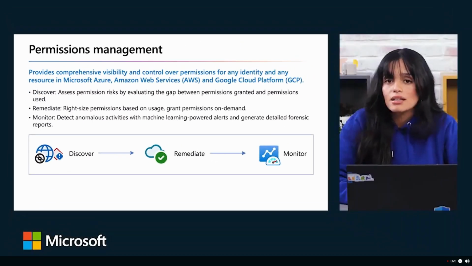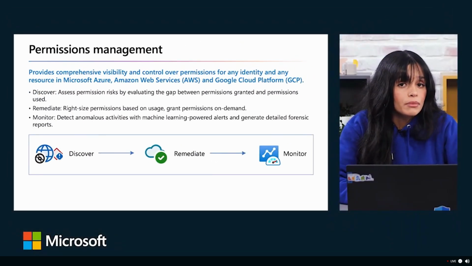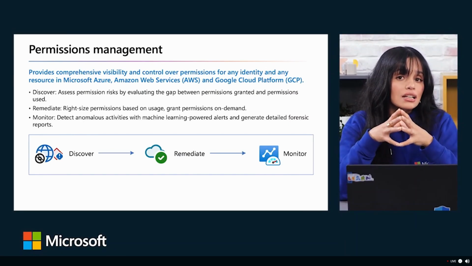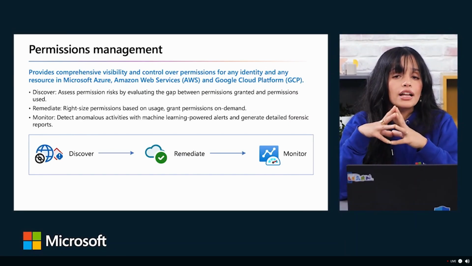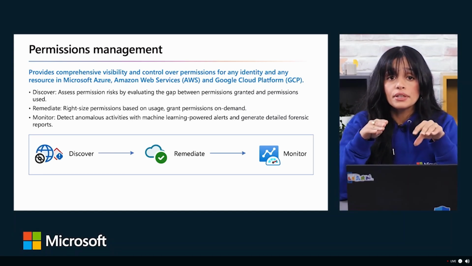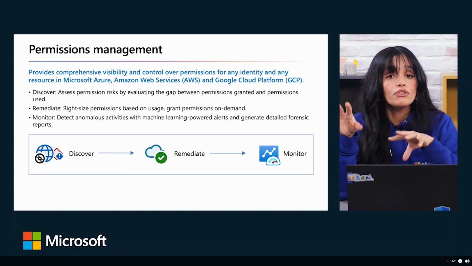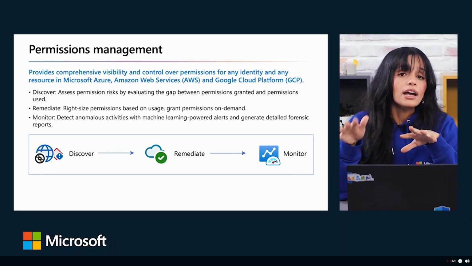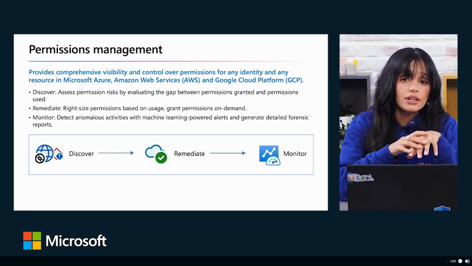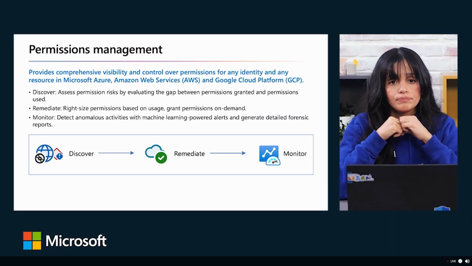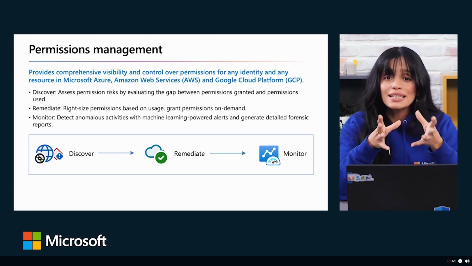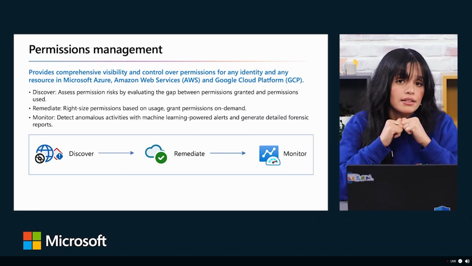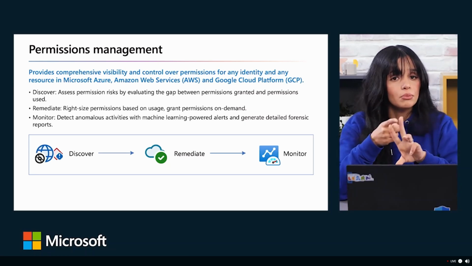Let's move to our last slide for this lesson, talking about permissions management. Microsoft Entra Permissions Management is a cloud infrastructure entitlement management product that provides comprehensive visibility and control over permissions for any identity and any resources in Microsoft Azure, Amazon Web Services, and Google Cloud Platform. Permissions management allows customers to address 3 key use cases: discover, remediate, and monitor.